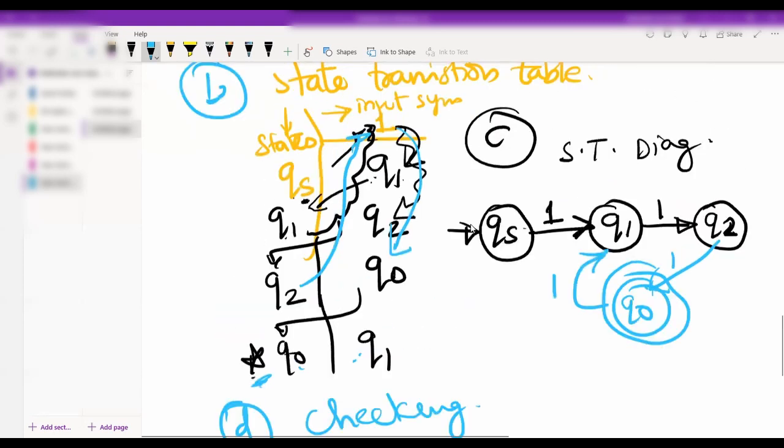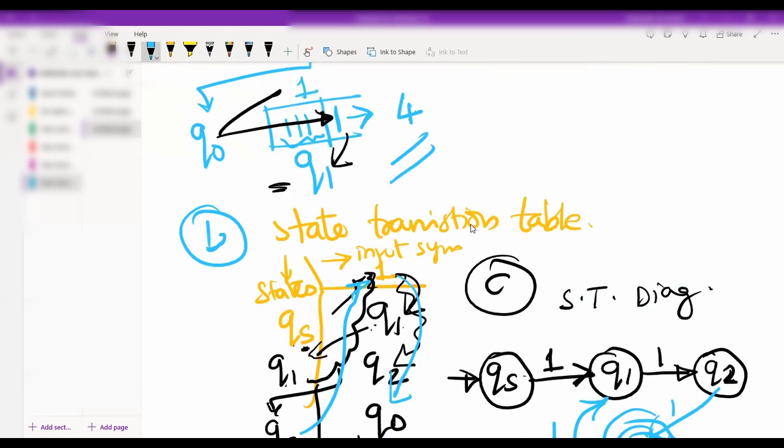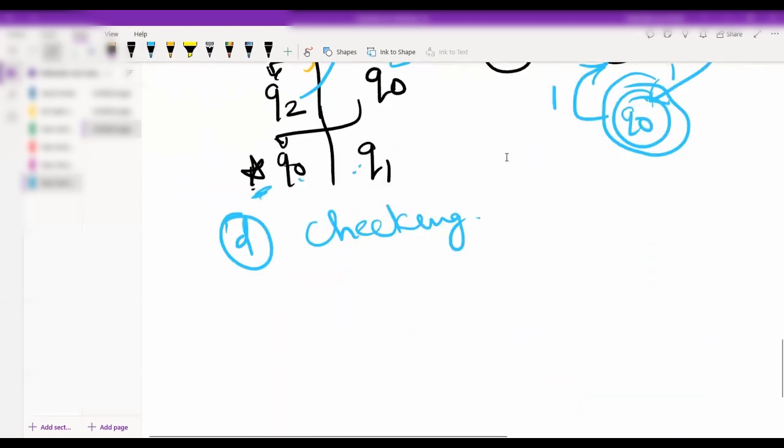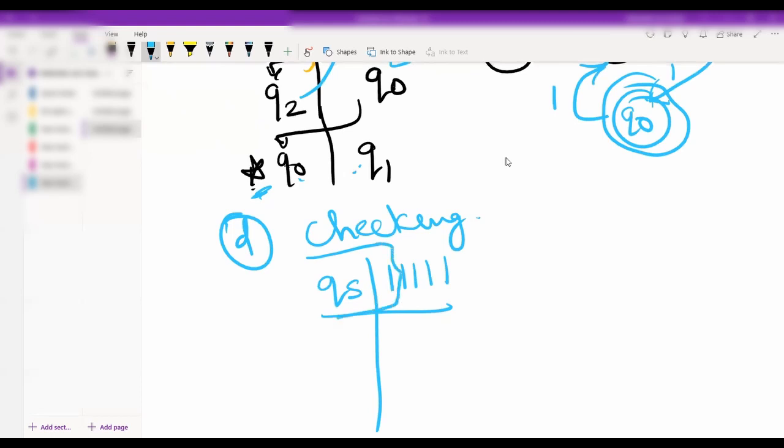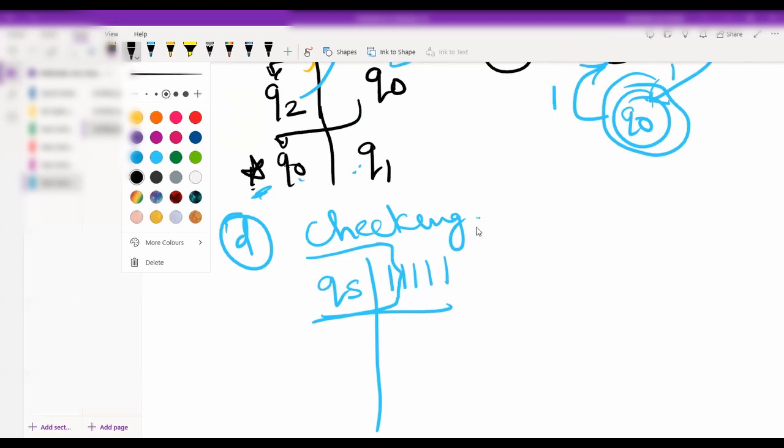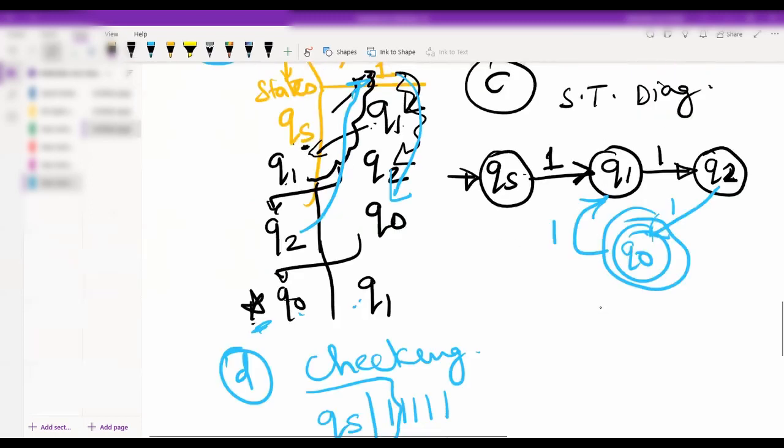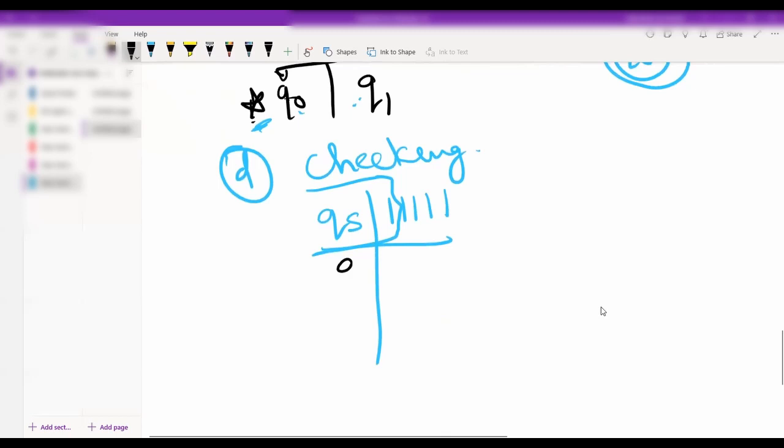So let us take one string which we have not considered while designing your tape method. While designing the tape method, we have considered up to 4. So now we will take a number, for example, number 5. Number 5 is represented by 5 occurrences of 1. Now we will start with QS, as this is the initial state. Let us take one bit at a time. QS on 1, where is it going? QS on 1 reaches Q1.